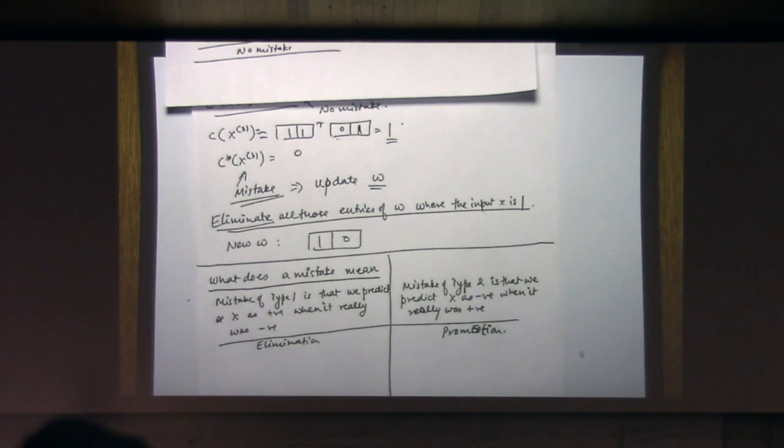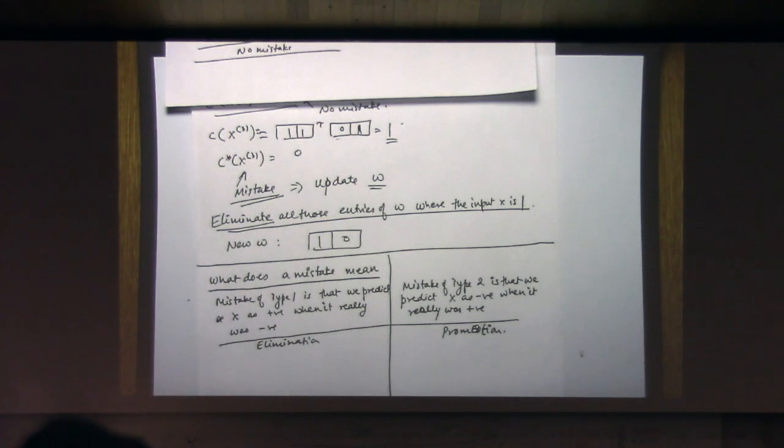So what does that mean? Let's try to understand it. When this type of mistake happens, it means that you called something positive when it really was negative. What you know about that object is that since it's a negative instance, all of the entries that belong to the concept are 0. Remember, the concept is a disjunction of some fewer entries. That's what you know about that point, but you are calling that point positive.